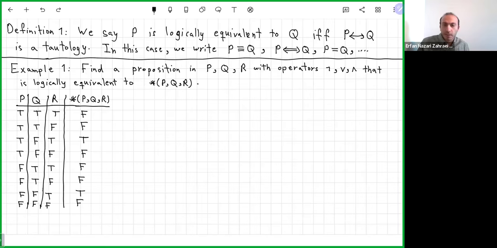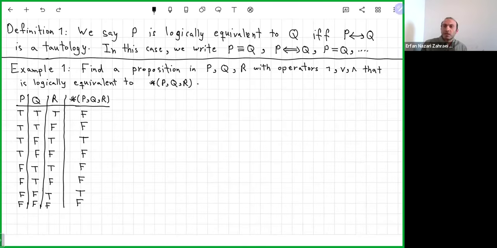Okay, let's do the first example. We have a new operator which is defined by this truth table. This operator takes three propositions and assigns a truth value to it. According to this table, I want to write down a proposition using P, Q, R and the operators that I already know, not, or, and, which is logically equivalent to this. I want to do that.